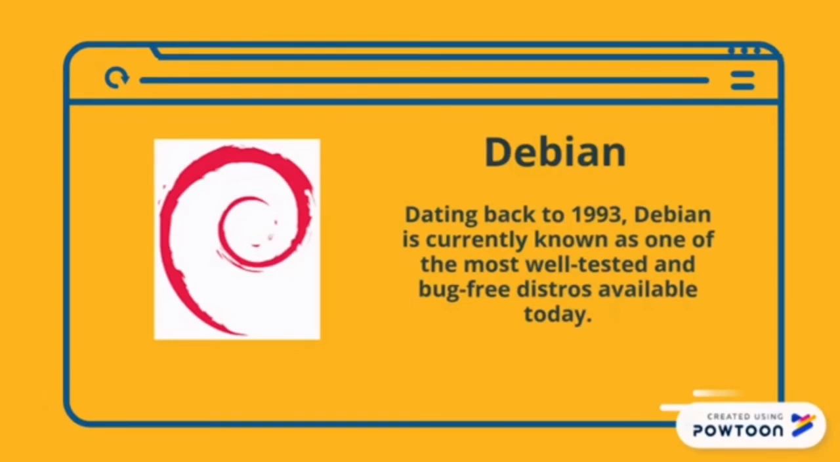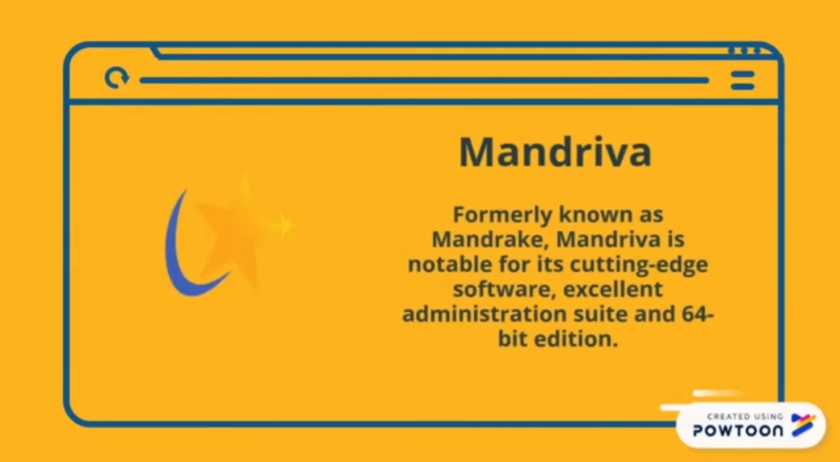Debian, dating back to 1993, is currently known as one of the most well-tested and bug-free distros available today. Mandriva, formerly known as Mandrake. Mandriva is notable for its cutting-edge software, excellence in administration, and 64-bit support.